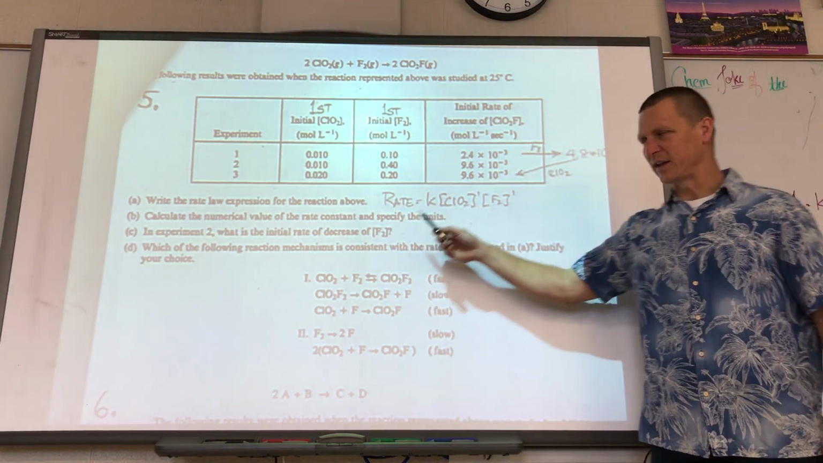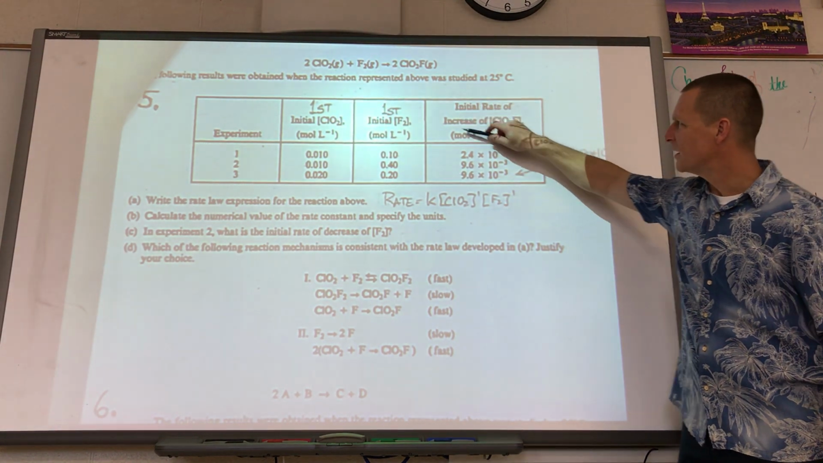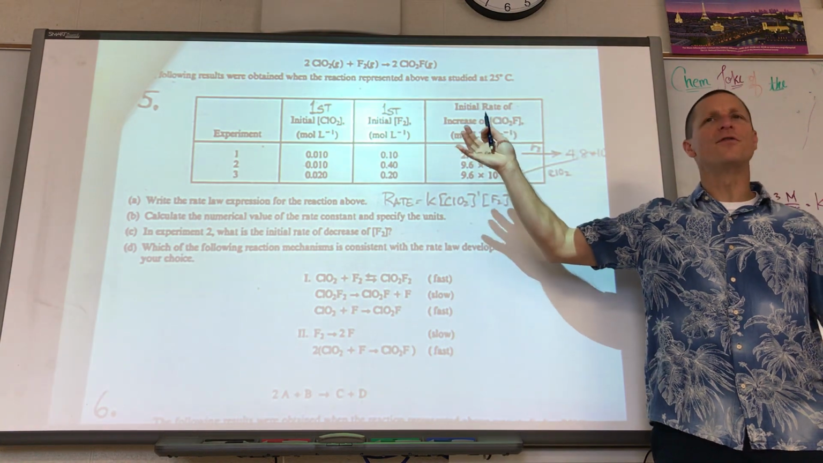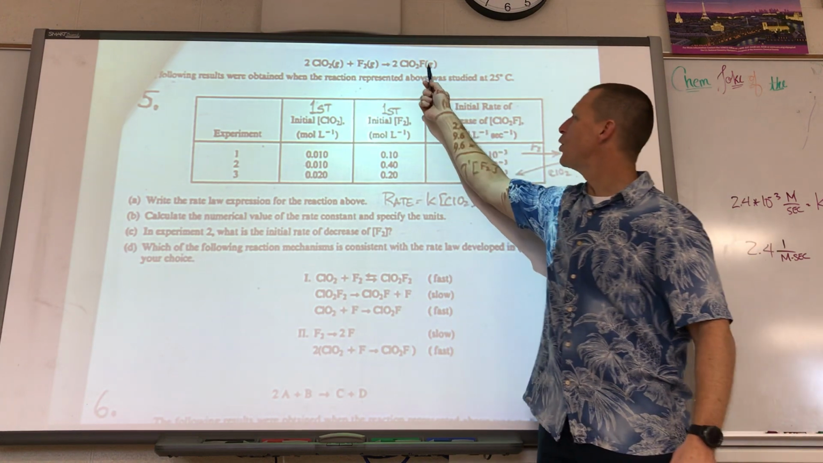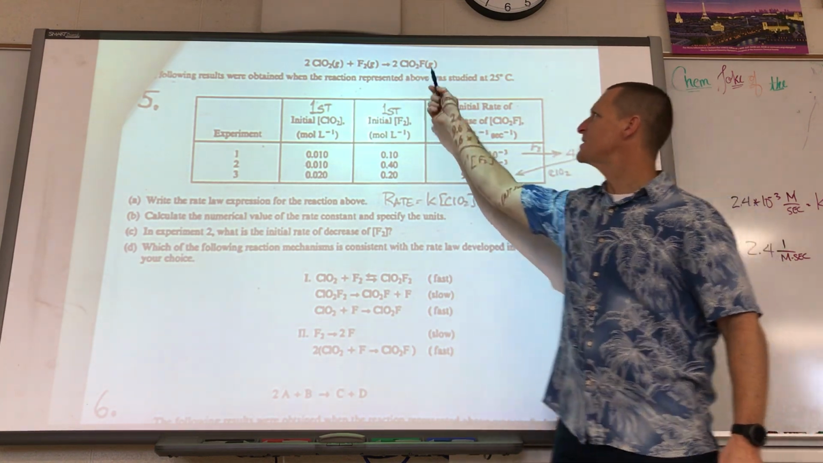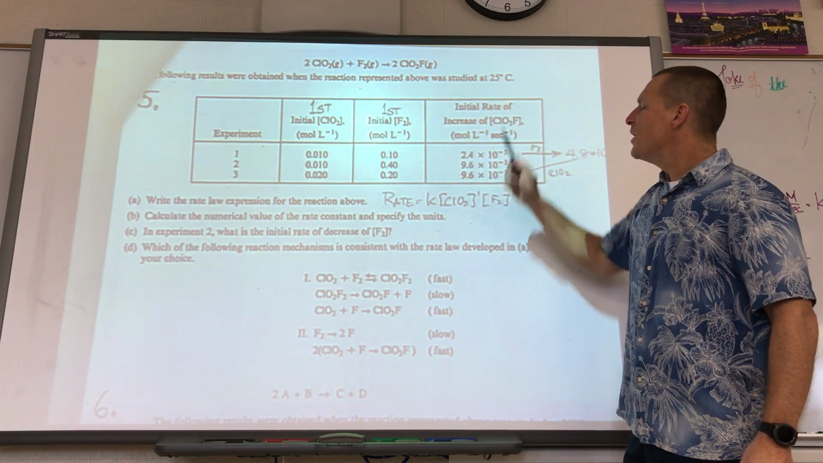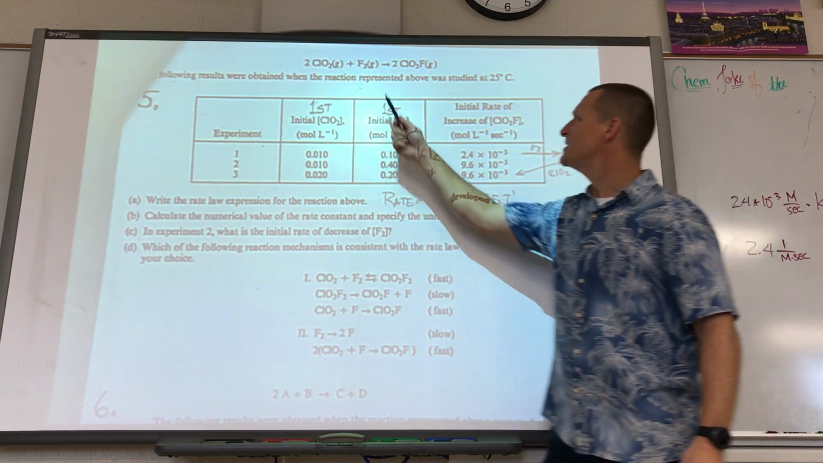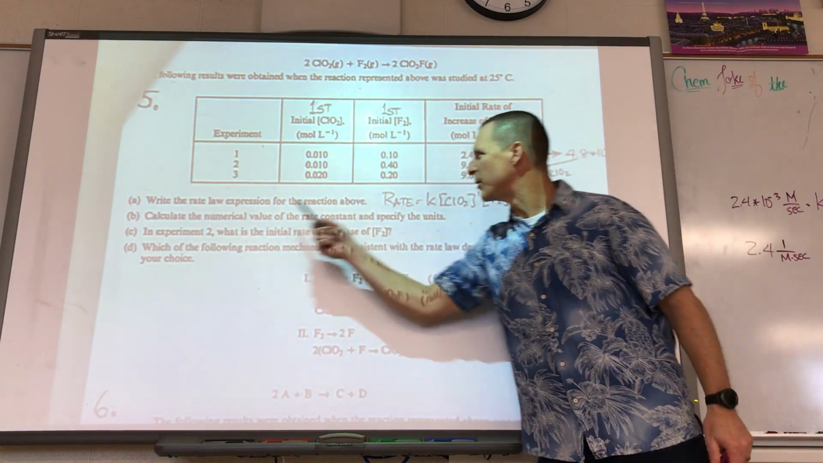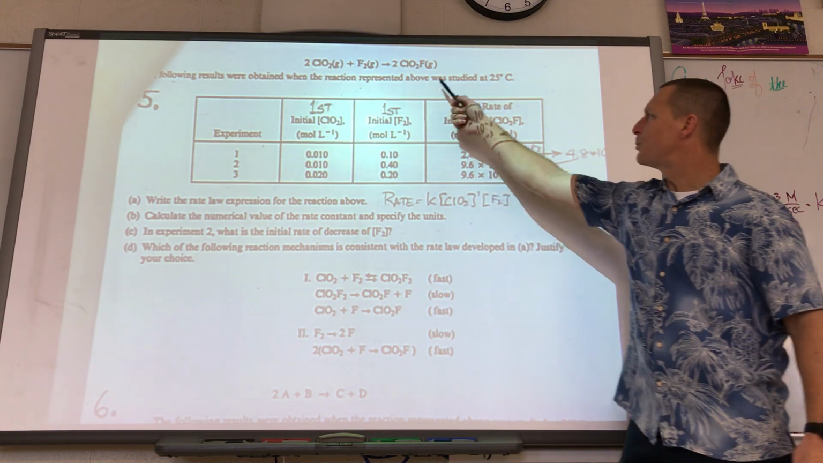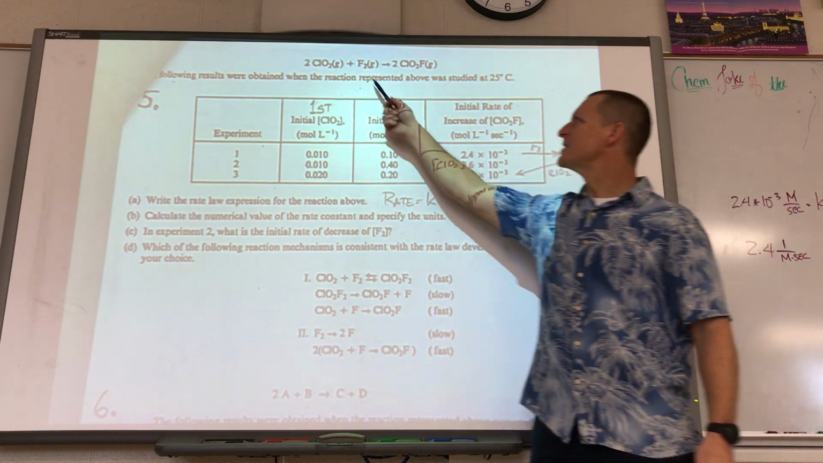The way we answer questions like that is, look up here at the top of the rate column. They always will define how they're finding the rate: the initial rate of increase of ClO2F. So they're measuring the rate based on how fast that is being made. The question down here is, how fast is F2 getting used up? If in experiment 2 the product is going up by 9.6 times 10 to the negative third, how fast is F2 getting used?